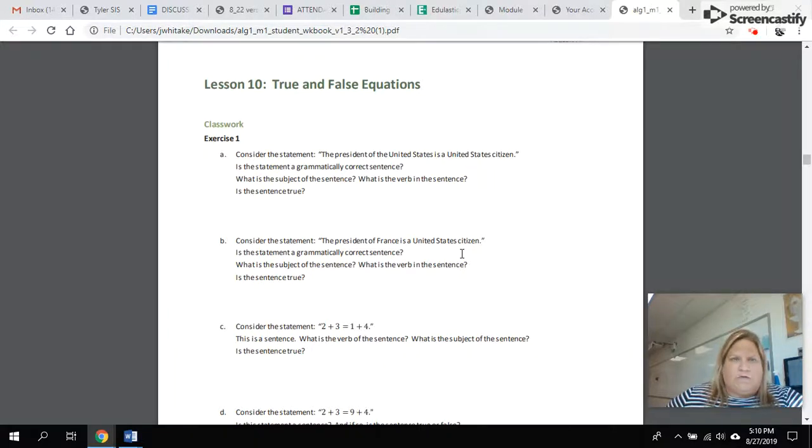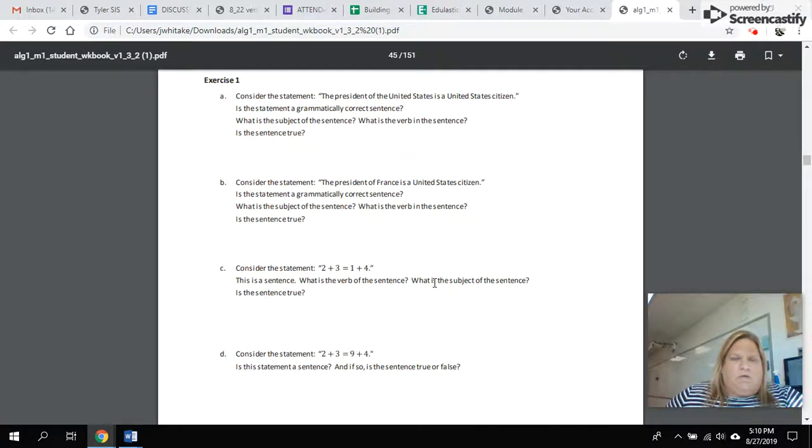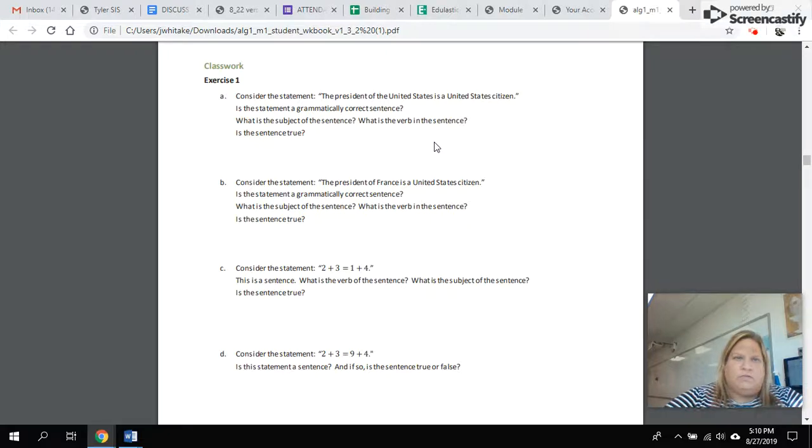So on S49, hopefully you're there, you have these 4 examples that we're going to look at, and you're going to think it's a little crazy because A and B ask you if they're grammatically correct statements, what's the verb, what's the subject, and then whether or not the statement's true. Keep in mind, we're talking about true and false statements. Yes, there is a value to this. We're not trying to do an English class, not that I don't think it's horrible that we're doing a little English and math. So take about 5 minutes and then come back and we'll talk about what we see here.